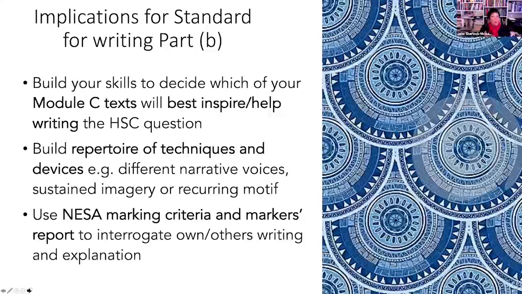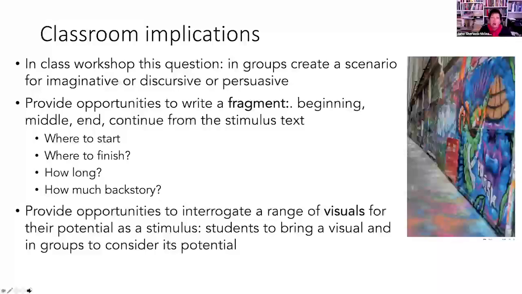So on the day, you're going to say which one of my particular Module C texts is going to be best. And then you've got to build your own repertoire of devices, writing in the first, the second, or the third person, or mixing them up, sustaining imagery, having a recurring motif, particularly for a discursive piece, and using the NESA marking criteria to interrogate and to judge and to critique your own writing.